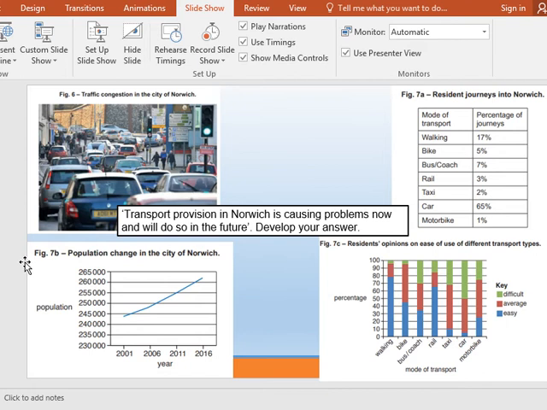What about the possibility that this problem does get better in the future? Well, we've got a continued increase in the population, and this could lead to a greater use of other modes of transport. Now, this is backed up by the fact that 17% of the population walk. That's quite a high number compared to all of the others. And if we total up all of the sustainable methods of transport, 17 plus 5 is 22, plus 7 is 29, plus 3 is 32%.